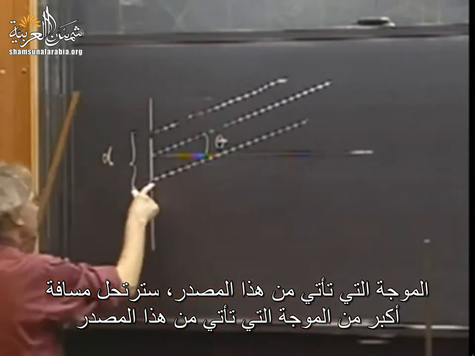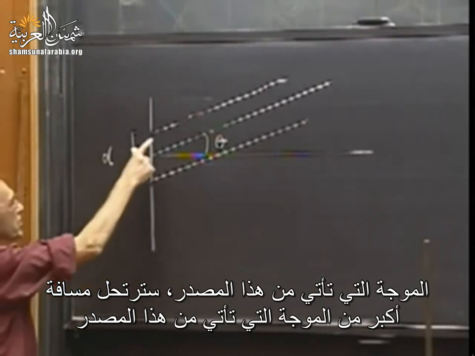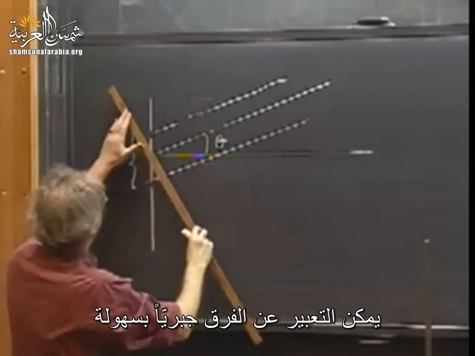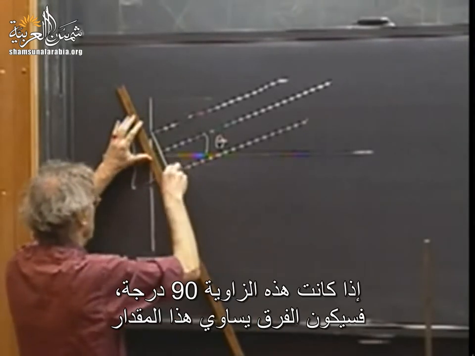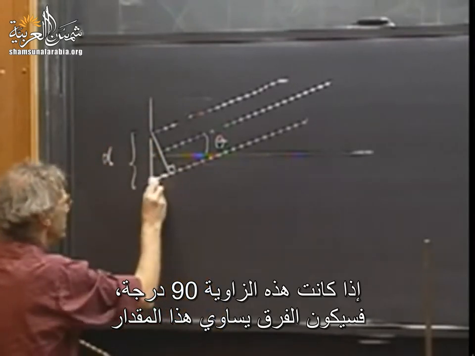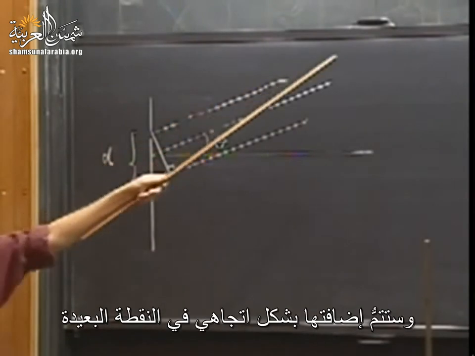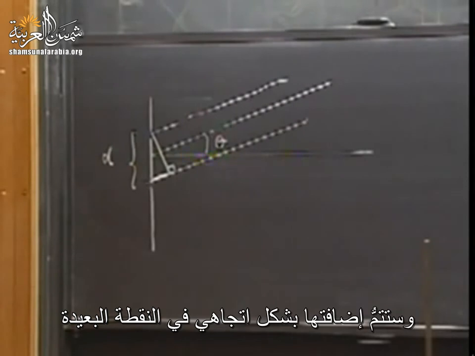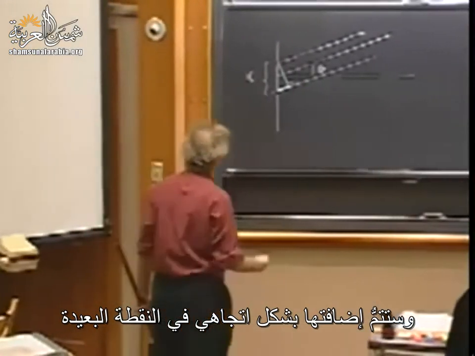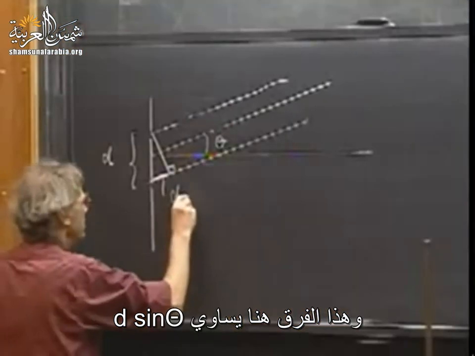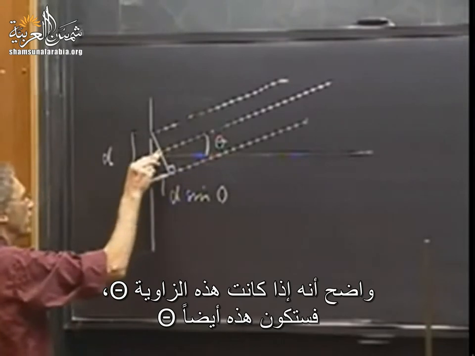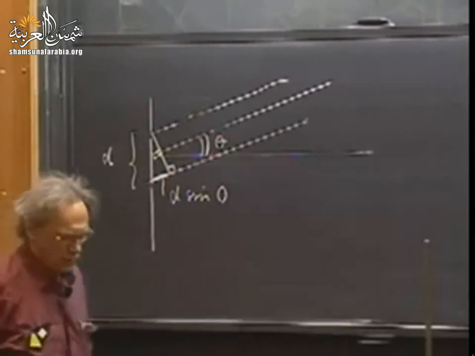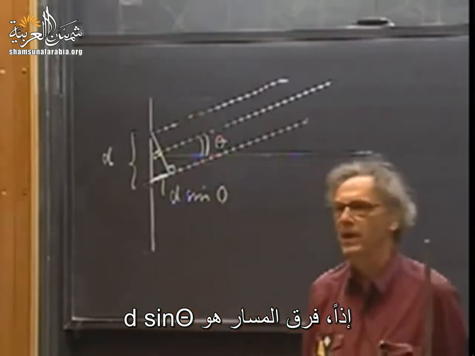The wave that comes from this one has to travel over a larger distance than the wave that comes from this one. And that difference can easily be expressed algebraically. If this angle is 90 degrees, that difference is this much. That is how much further this wave has to travel than this one, and then they vectorially add very far away at the location where you happen to be. And this difference here is d sine theta. That's immediately obvious. If this angle is theta, this angle is also theta. So the path difference is d sine theta.